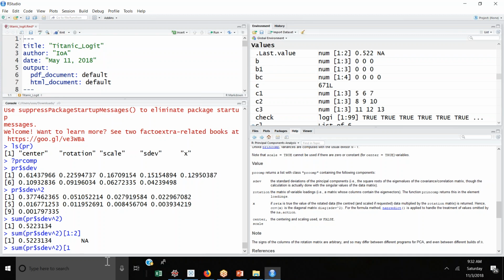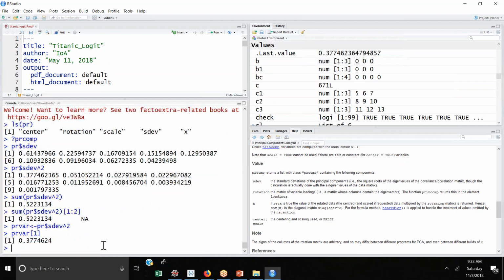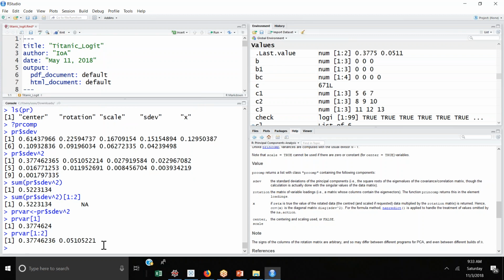Okay, fine. I'll do this. PR var equal to PR dollar SDEV square. That is the variances. And then I can select easily, okay? Now, PR var 1 means the first one, agreed? PR var 1 to 2 means 1 and 2. Now it works, okay? Everybody? So what do we do? Sum of PR var 1 to 2 divided by sum of PR var. Everybody agrees?